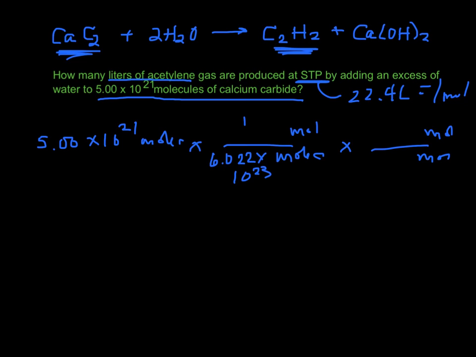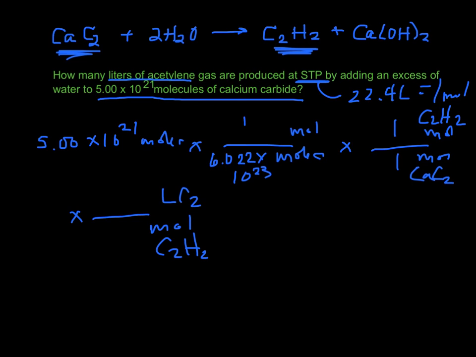We're going to change moles of calcium carbide to moles of acetylene, C2H2, and that is a 1-to-1 ratio. And then I'm going to change moles of acetylene to liters of acetylene. 1 mole is 22.4 liters as long as you're at STP for gases. So that gives 18.6 liters. So that's basically how you do simple stoichiometry.